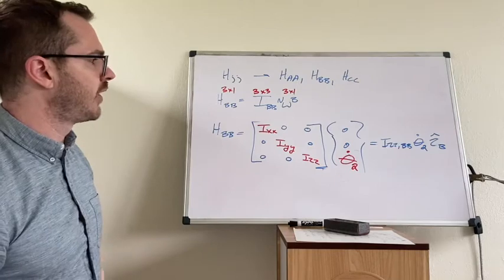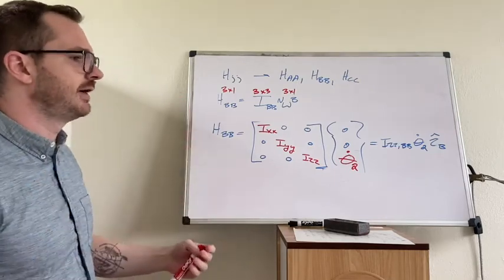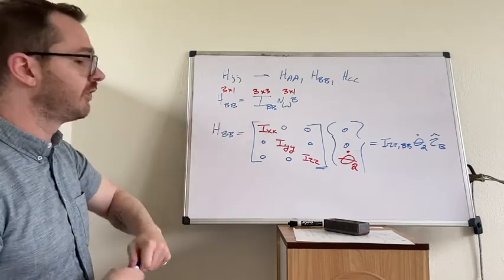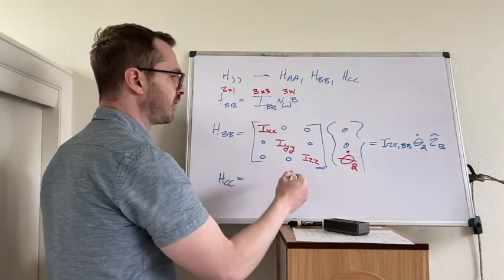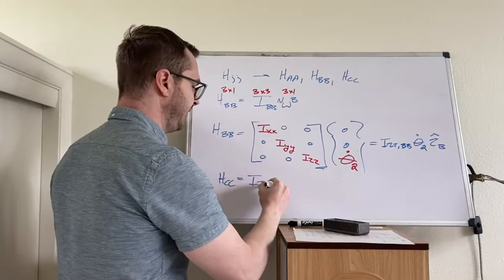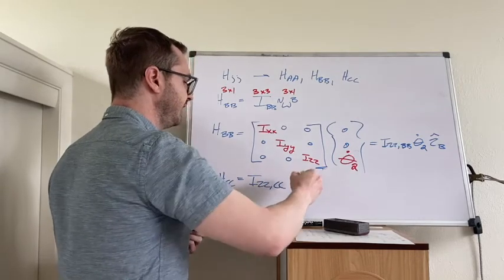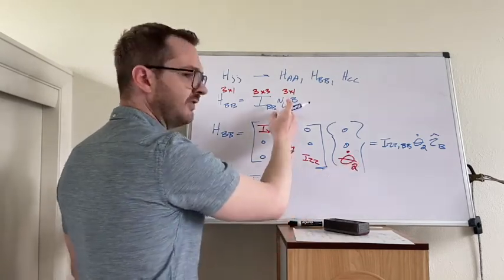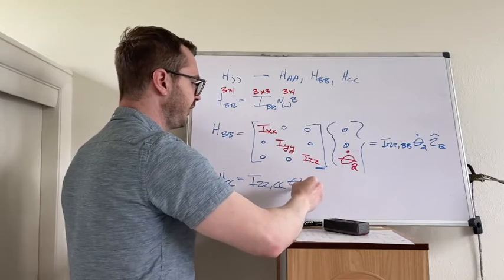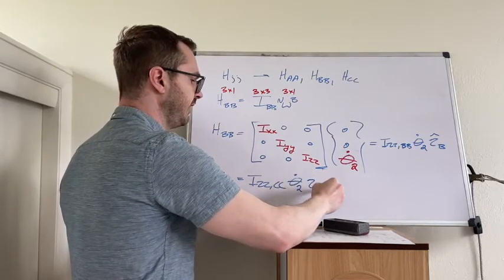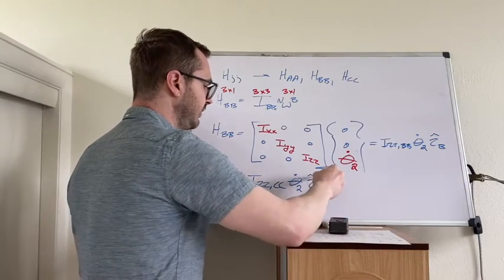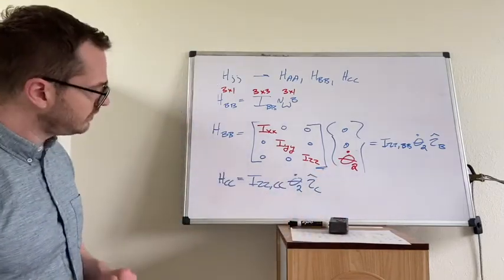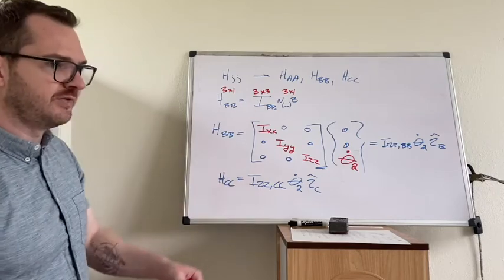So I want H_CC as well. H_CC is the slotted rod. Does that change anything? No. This is the equation every time. So H_CC for this problem is going to come out as I_ZZ,CC. Omega NC is also theta 2 dot, and this is in the ZC direction.